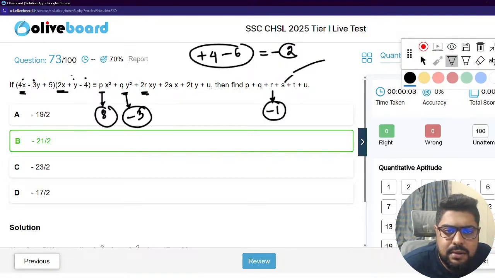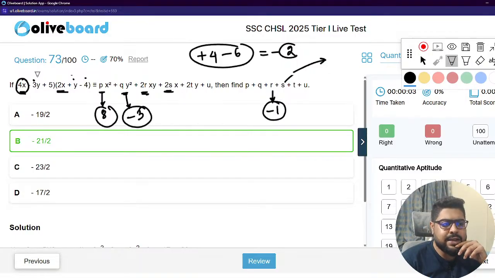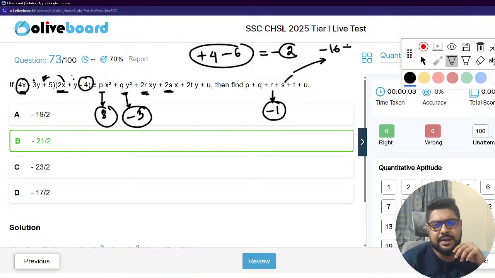S is what, sir? S is the value of x. 4x into minus 4, that is minus 16. And sir, 2x into plus 5, that is, sir, plus 10. That is minus 6. 2s is minus 6, so it will be, sir, minus 3. Okay.